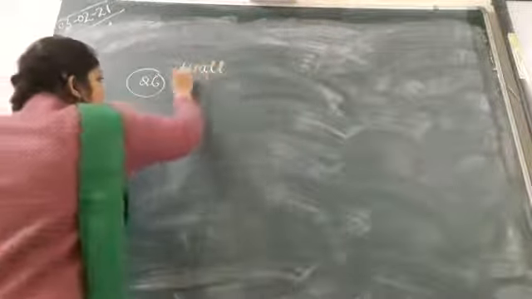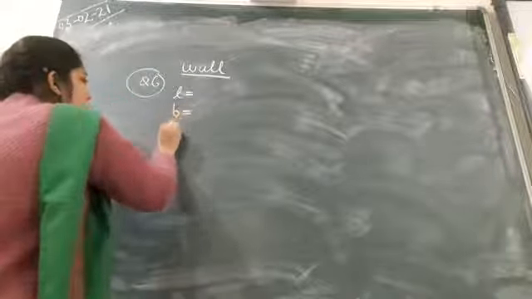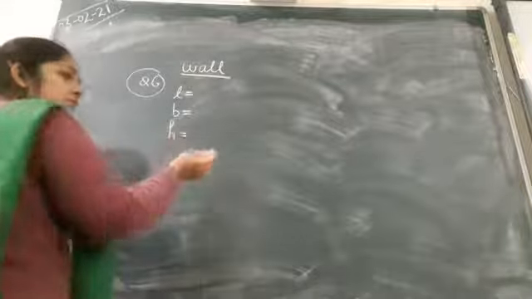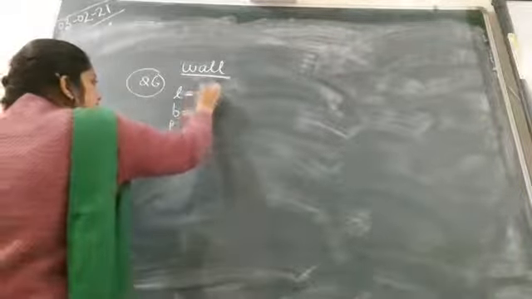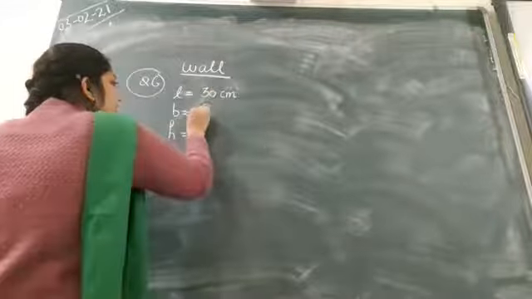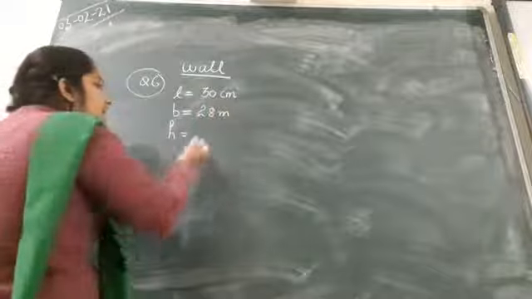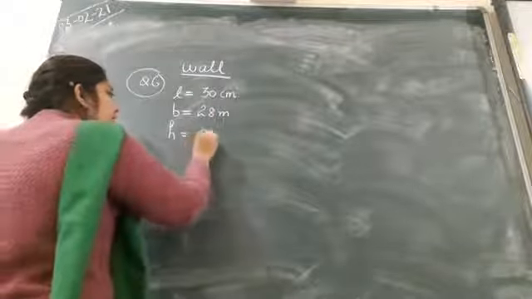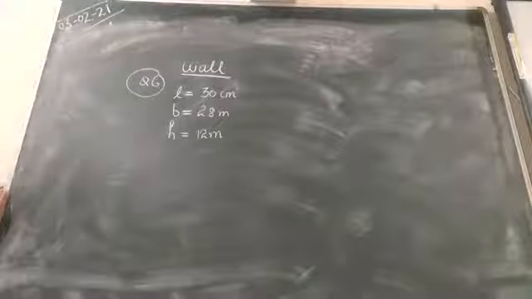So let us do the question. Give heading wall and let us write the dimensions of the wall. Tell me what is the length? 30 centimeters. 30 centimeter. Breadth? 28 centimeters. 28 meter है. And height? 12 meter. It's given in meters, right?